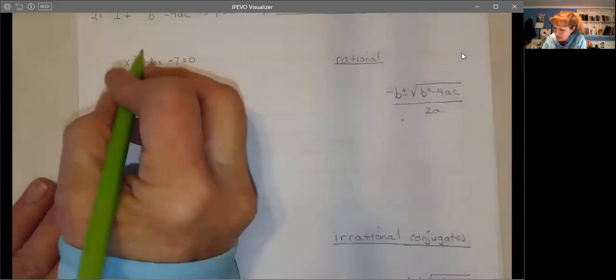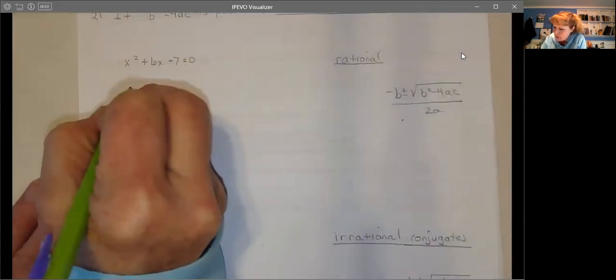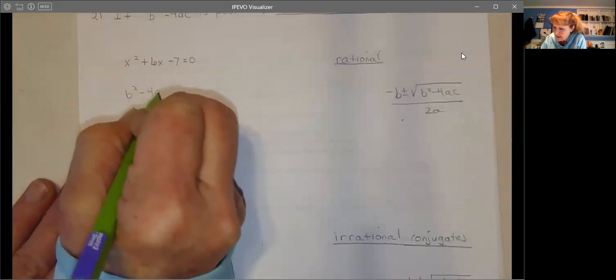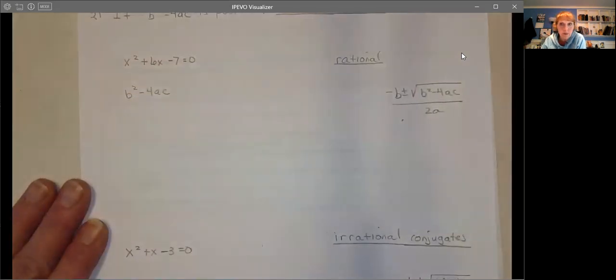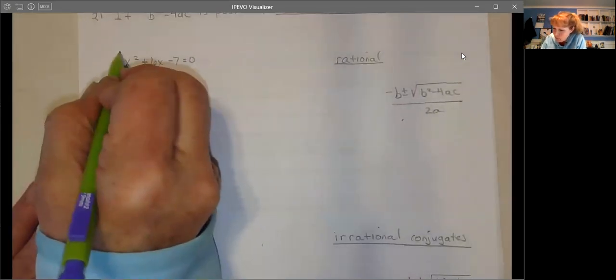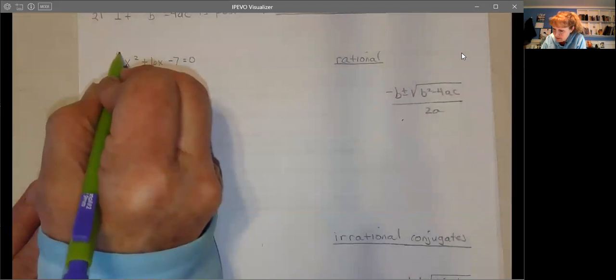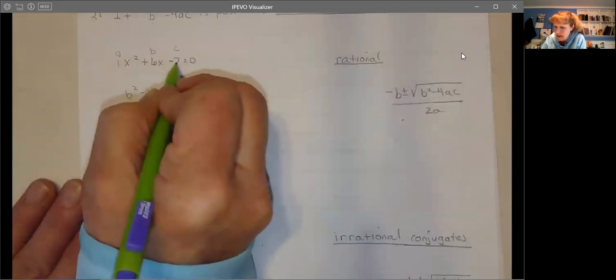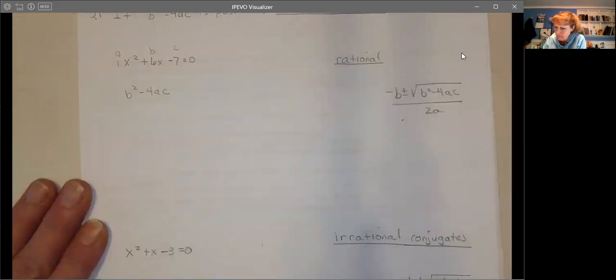Number 2, they don't give us an example exactly. So we're going to go ahead and find b squared minus 4ac. That's our discriminant. We're going to see what that value is. Now, here a is 1, b is 6, and c is a negative 7. I'll just put those at the top there.